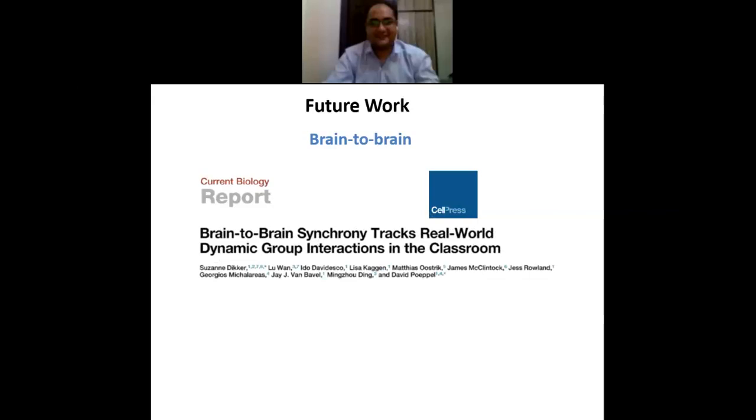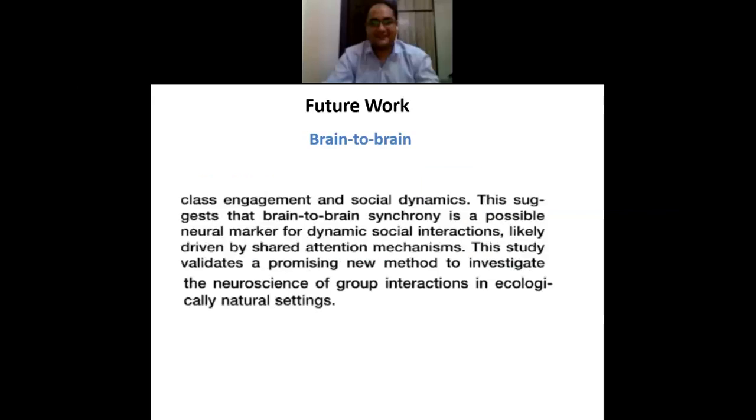So they were looking at the brain-to-brain connection among the students. Can we get something out of it? A kind of pattern or feature to look at how the students are learning, how they are understanding, for example. This is one of the outputs. The results of this paper suggest that brain-to-brain synchrony is a possible neural marker. So we are looking at a marker.